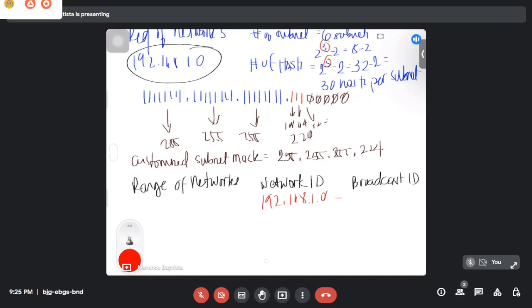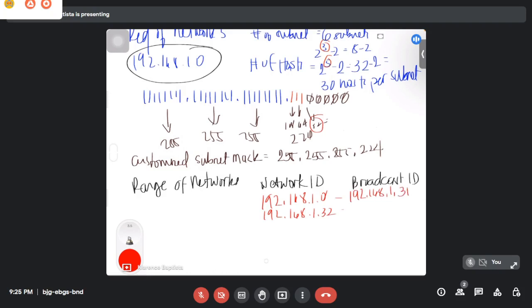Yung mga naka-red, nakikita niyo po yung mga naka-red na 1 dyan. Tatlo yan, di ba? So, the first one is 128, the second one is 64, and the third one is 32. Yung pinakahuling part, which is 32, yun yung kukunin nating range. So, meron po tayong 192.168.1.32. Okay? So, yung unang range natin is from 192.168.1.0 hanggang 192.168.1.31. Yan yung unang range.